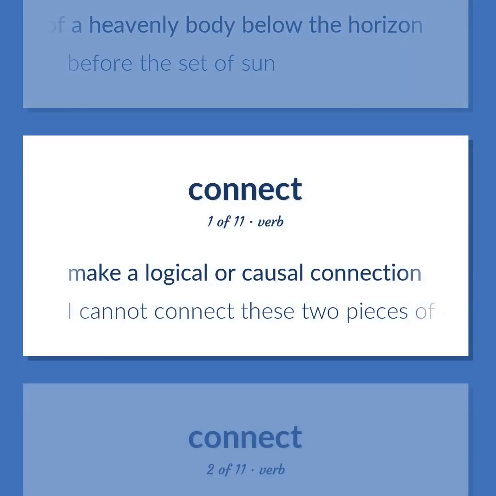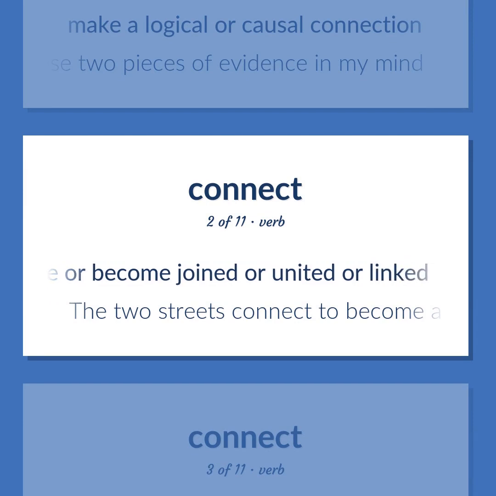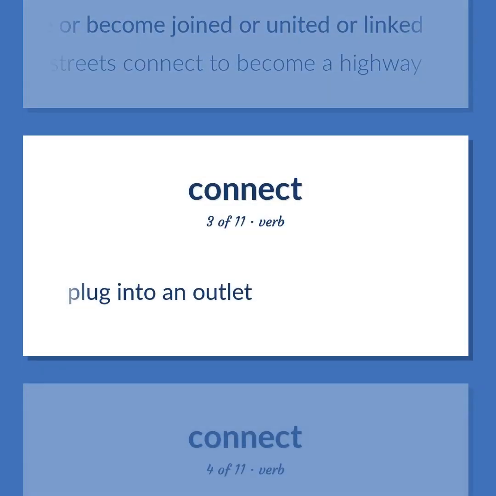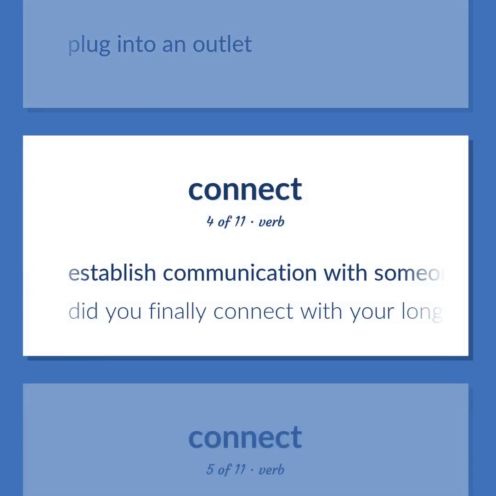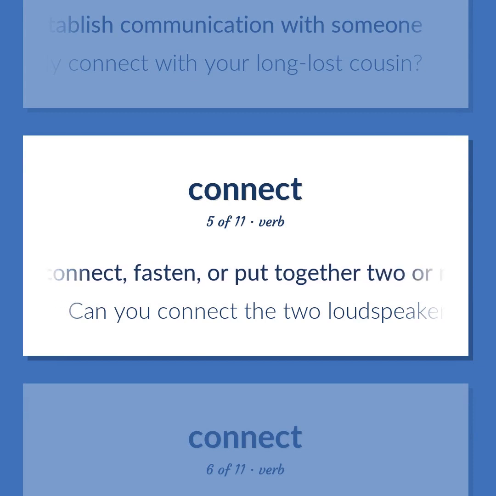Make a logical or causal connection. I cannot connect these 2 pieces of evidence in my mind. Be or become joined or united or linked. The 2 streets connect to become a highway. Plug into an outlet. Establish communication with someone. Did you finally connect with your long-lost cousin? Connect, fasten, or put together 2 or more pieces. Can you connect the 2 loudspeakers?